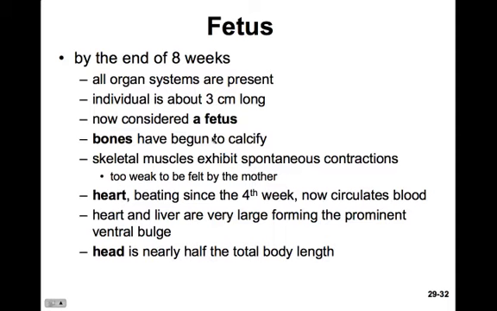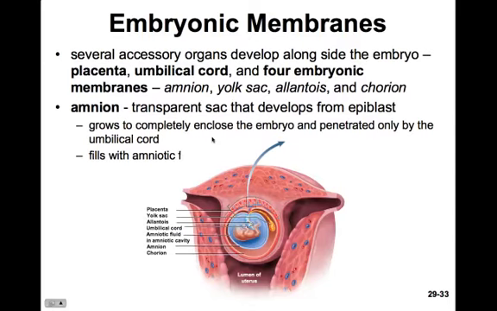Now let's consider some of the accessory organs. Several of them develop alongside the embryo. We know the placenta is necessary, and the umbilical cord connects the fetus to the placenta. And there are 4 other embryonic membranes: the amnion, the yolk sac, the allantois, and the chorion.